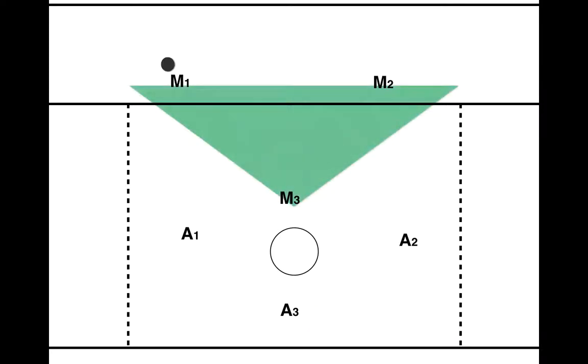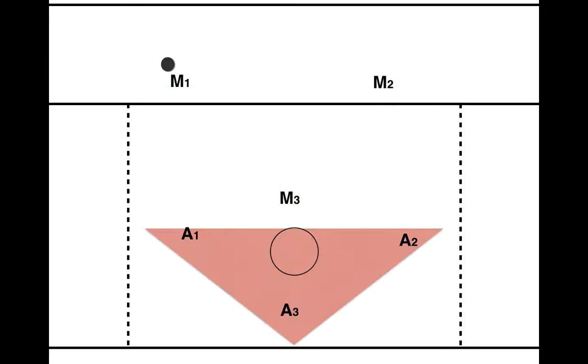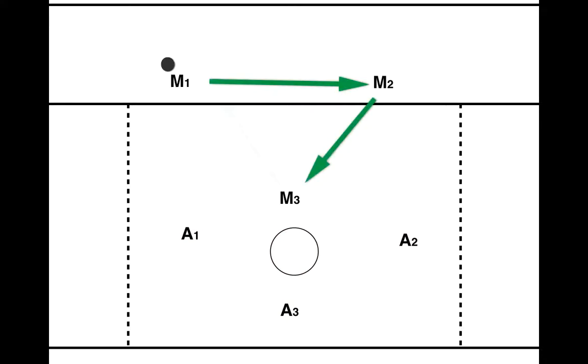They're identified first, the midfield, by the green triangle here, and secondly by the attack with the red triangle there. The way that the triangles work is basically one goes in one direction while the other counters in the opposite direction. So in this scenario we have M1 with the ball.